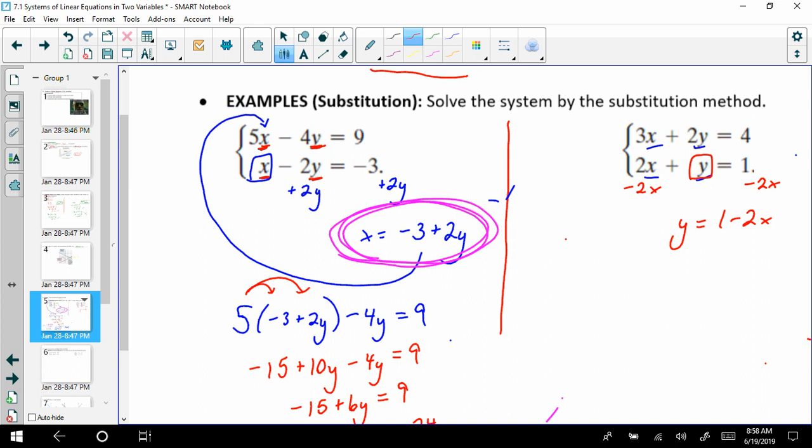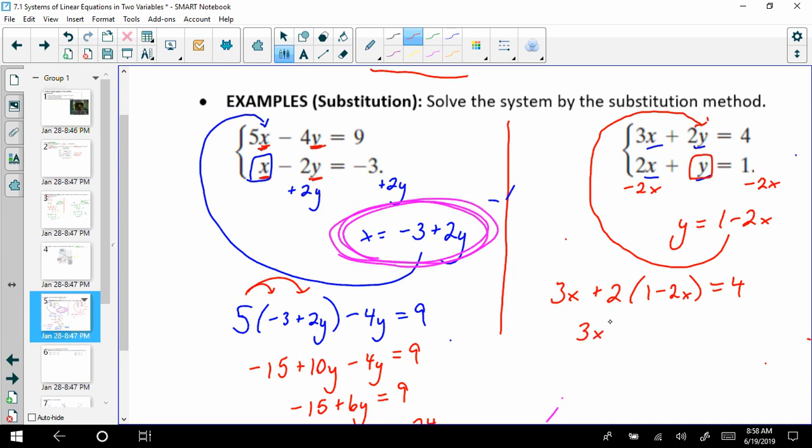So the reason why I got that alone is I am going to substitute it into the other equation. And this time it's going in for y, because it was y equals. So I'm going to have my 3x plus 2, and instead of y, 1 minus 2x. And then my 4.